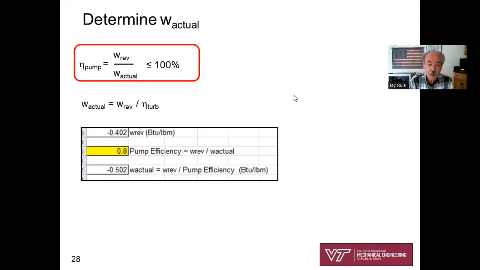Okay, so we've determined the reversible work for the pump. We recall the definition of pump efficiency. So little w actual is going to be the reversible work divided by the pump efficiency. And so the actual work is negative 0.502 BTUs per pound mass. Does it make sense? Yeah, it's a bigger negative number.